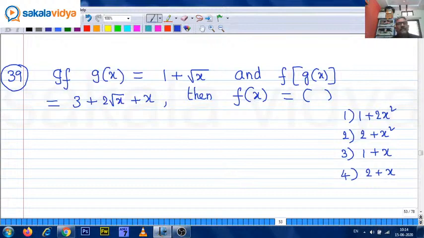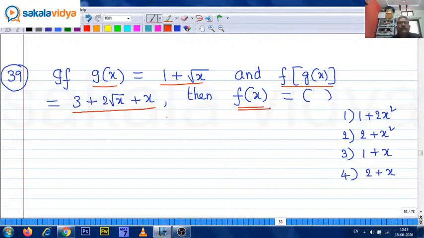g of x is given as 1 plus root x, whereas f of g of x is given as 3 plus 2 root x plus x. Now we need to define the function f of x. Understood now? Okay, g of x equals 1 plus root x, f of g of x equals 3 plus 2 root x plus x. Then we need to define f of x.